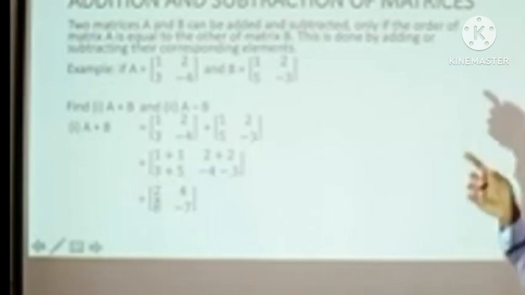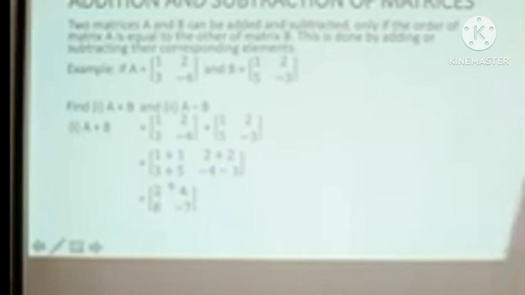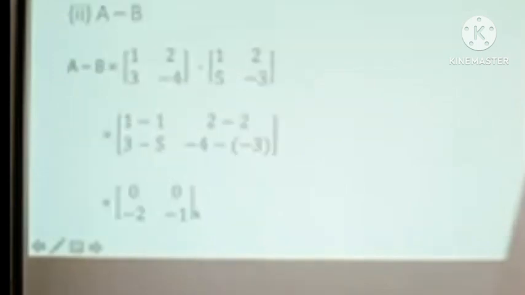And next step is when you add 1 plus 1, you have 2. 2 plus 2, you have 4. 3 plus 5 is 8. And minus 4 minus 3, you have minus 7, as simple as that. Then second example is to find A minus B. Do the same as the way you did in the first example. There we add. Now we are going to subtract. Still you subtract their corresponding elements. That is 1 minus 1. 2 in metric A minus 2 in metric B.